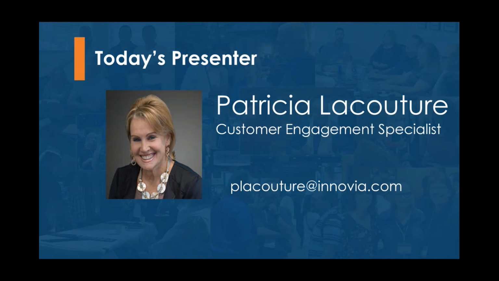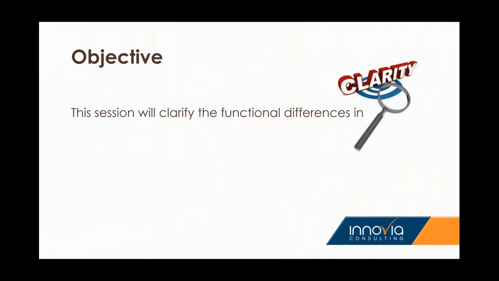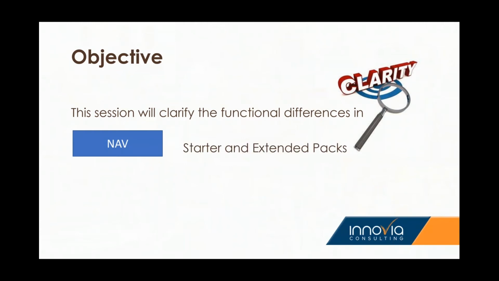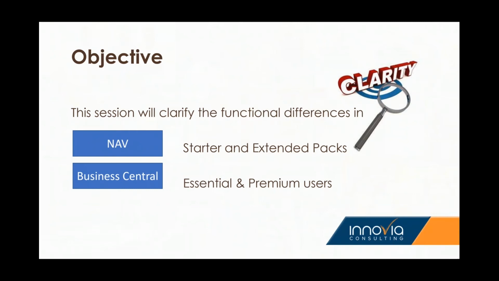So let's get started. I will be covering the functionality licensing in both NAV and Business Central. In NAV, the functionality is packaged in what we call packs. So we have starter and extended packs. And in Business Central, we have essential and premium users. So the licensing is structured quite differently within both of them.